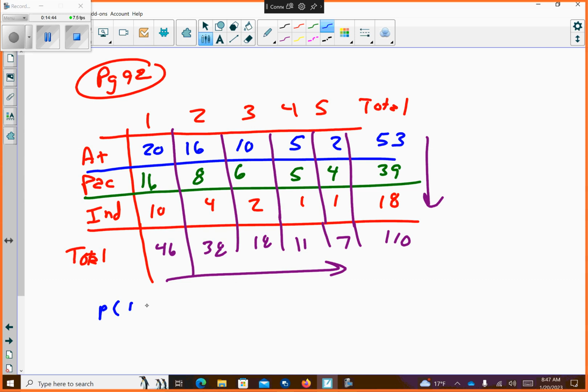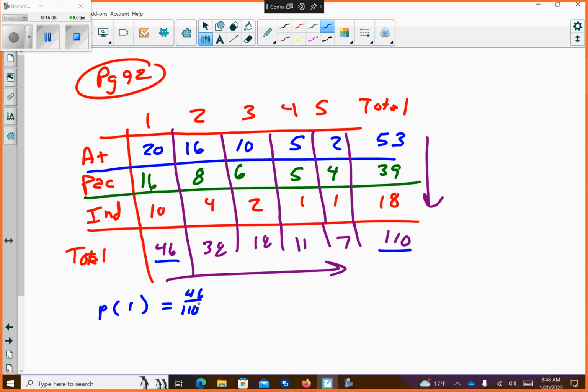Okay, so if we wanted to know, for example 1, the probability of getting a category 1 hurricane, how many category 1 hurricanes were there total? I just want you to see where it came from. Category 1 is this column. There's 46. So I have 46 out of the total number of hurricanes, 110. You can reduce it if you like, but there's no reason to.